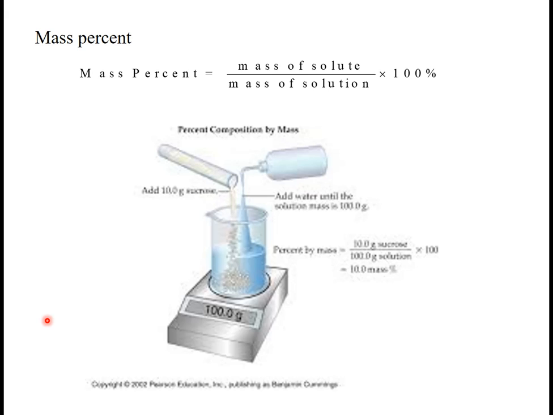Another concentration unit that we're going to be using is mass percent. Mass percent is simply the mass of the solute over the mass of solution times 100. So this is showing the fact that I'm pouring in 10 grams of sucrose and 100 grams of water to make 100 grams total. So 10 divided by 100 times 100 gives me 10%.